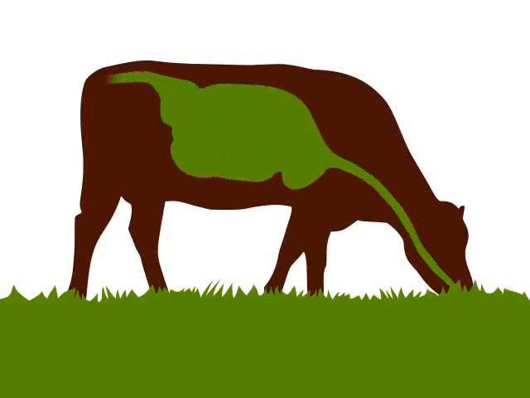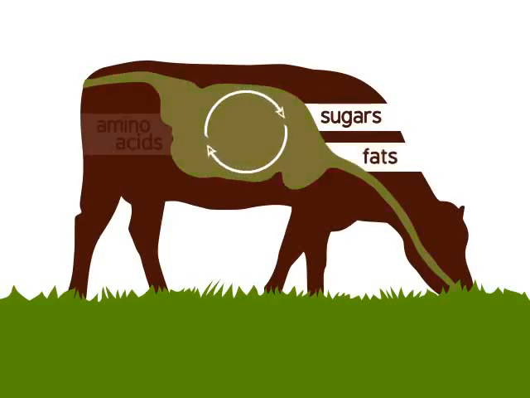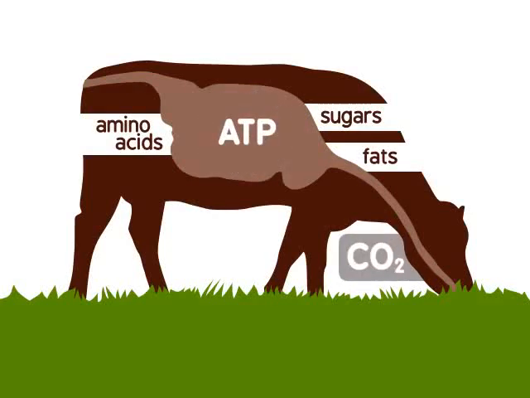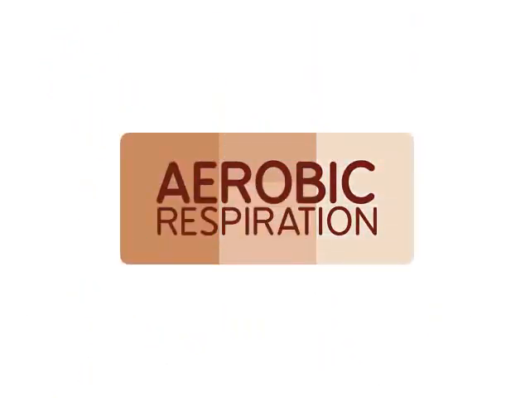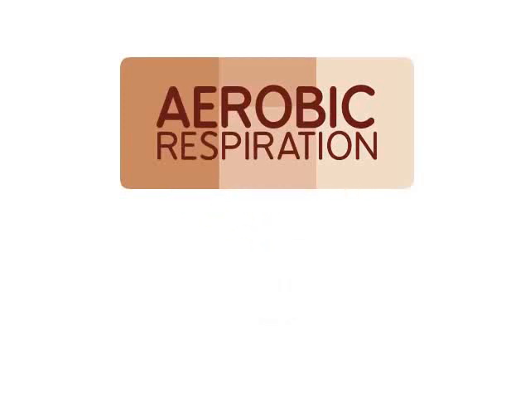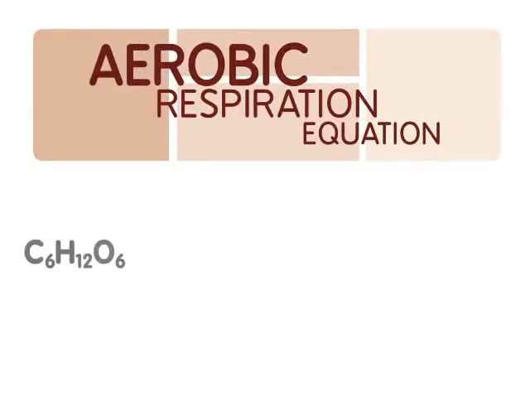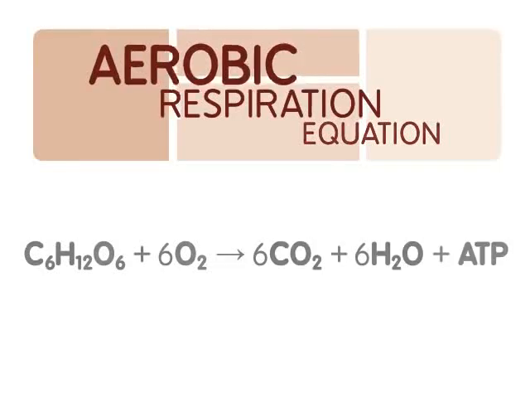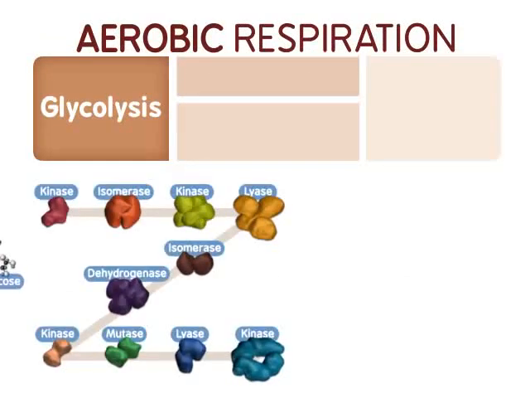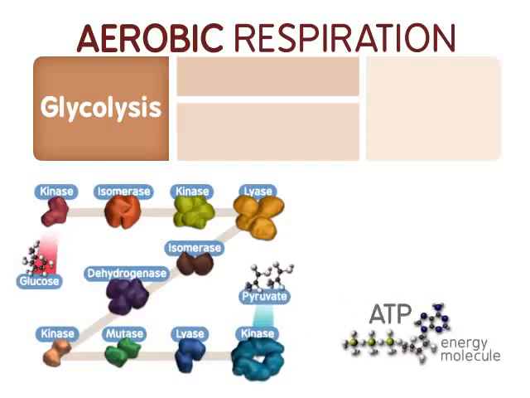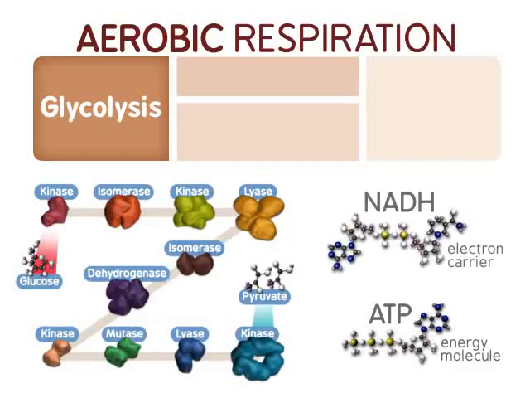Plant material consumed by animals is converted into sugars, fats, and amino acids. This conversion results in the production of energy and carbon dioxide through a process known as aerobic respiration. Aerobic respiration involves several stages that result in ATP production. The general equation for aerobic respiration is sugar plus oxygen gives carbon dioxide plus water plus ATP. Glycolysis is the first stage of aerobic respiration. During glycolysis, sugars are broken down and ATP and pyruvate are produced. Glycolysis also generates critical electron carriers.